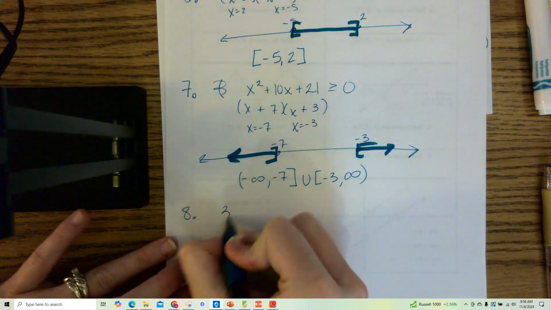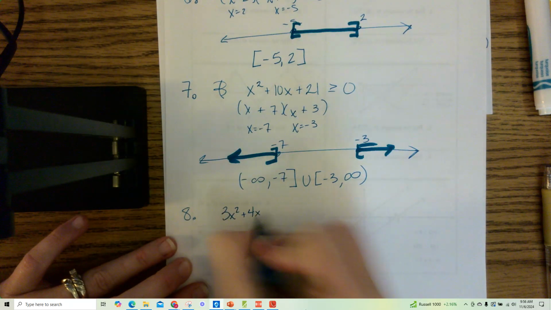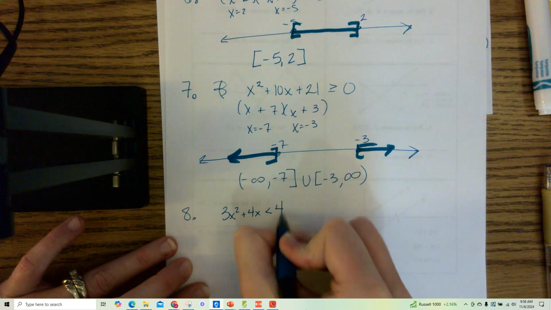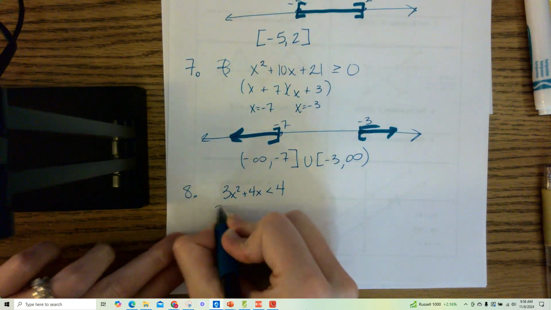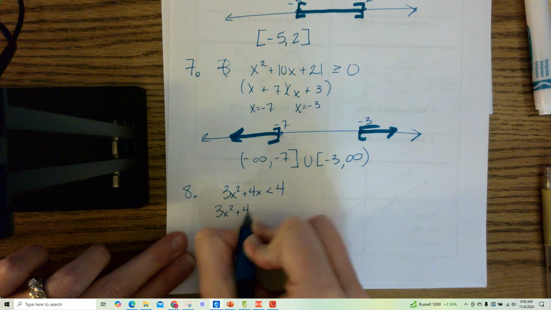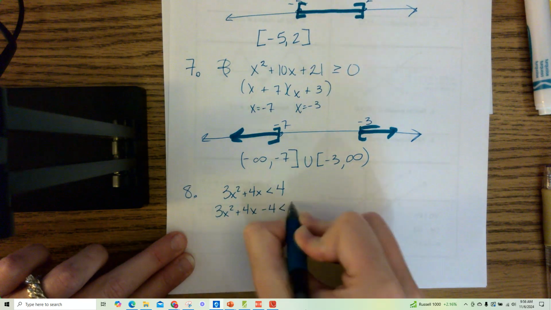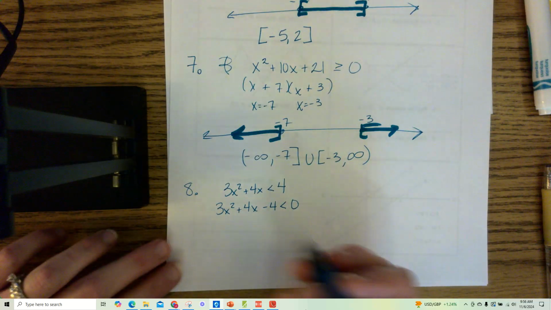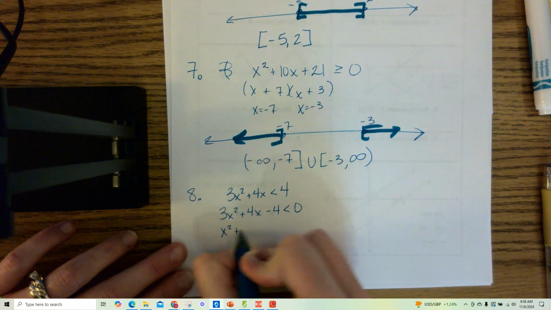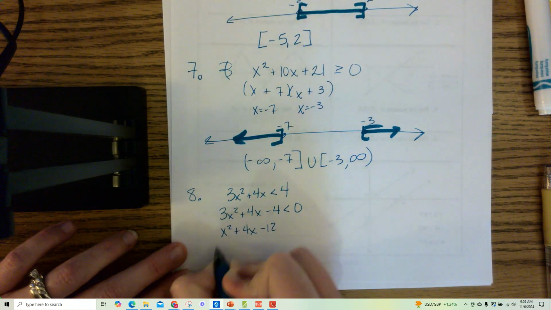3x squared plus 4x is less than 4. Move all your pieces to one side, because you want it to be 0. This one I would do slip and slide. So x squared plus 4x minus 12.